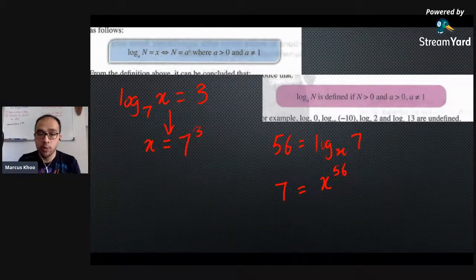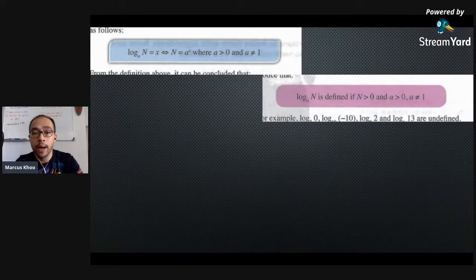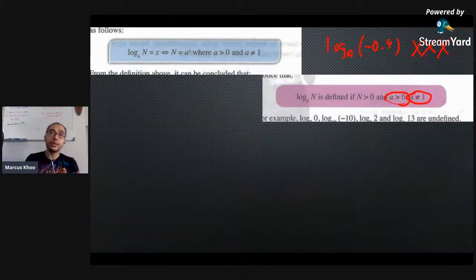Now, there is a condition to this. There are two conditions. Number one, log a n is defined only if n is greater than 0. There is no such thing as, let's say, log of negative 0.4. It does not exist. So number one, the number over here must be a positive number. Secondly, this a also must be a positive number which is not 1. The base must be a positive number and it is also not equal to 1. Then we say that it is defined. So there are a few things that we need to remember from this.